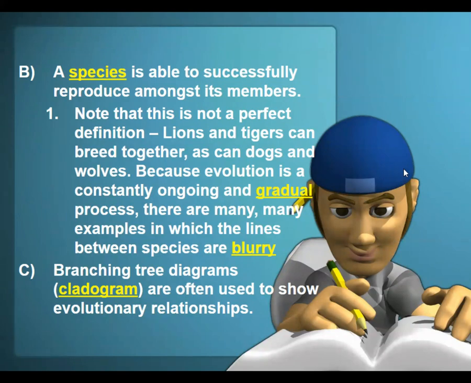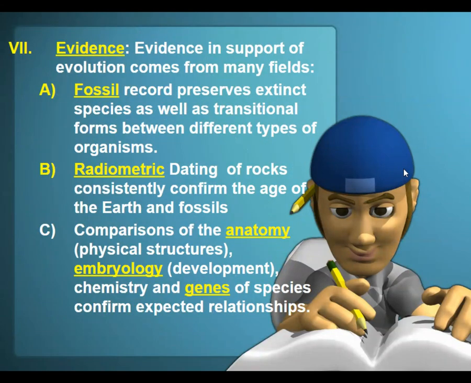Okay, and now moving on to branching tree diagrams or cladograms. They're often used to show evolutionary relationships between organisms. And then evidence of evolution. It comes from many fields. We look at the fossil record, which preserves extinct species as well as transitional forms between different types of organisms. And then we have radiometric dating, or radioactive dating, of rocks. That consistently confirms the age of the Earth and fossils. That's how we know how old the Earth is.